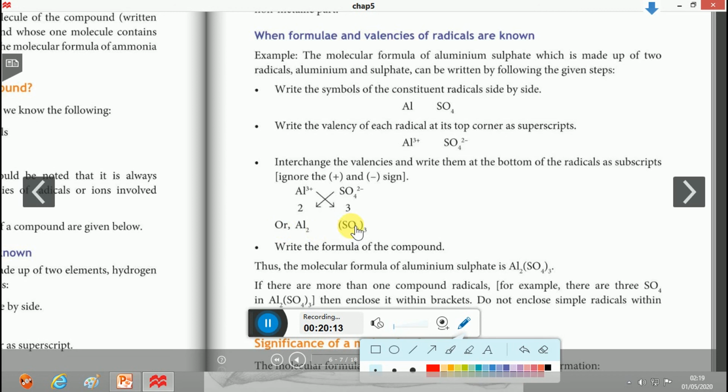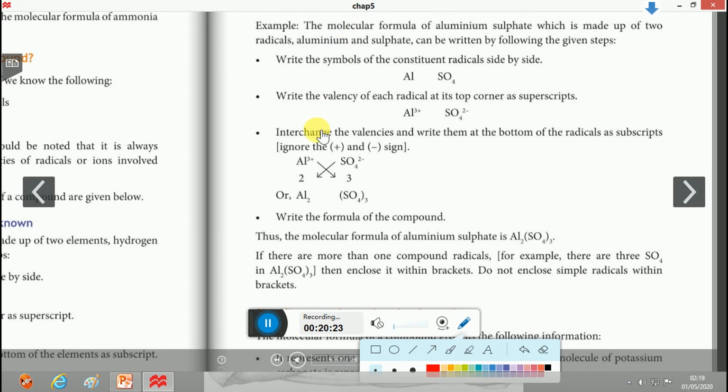Okay, but don't write SO4 3. You have to mention the bracket. You have to write this bracket because there are 3 sulfate molecules. Now the total positive charge is 2 into plus 3, plus 6, and the total negative charge is 3 into minus 2, minus 6. As compounds are electrically neutral, that's why you have to criss-cross their valencies. Thus the molecular formula of aluminum sulfate will be Al2(SO4)3.